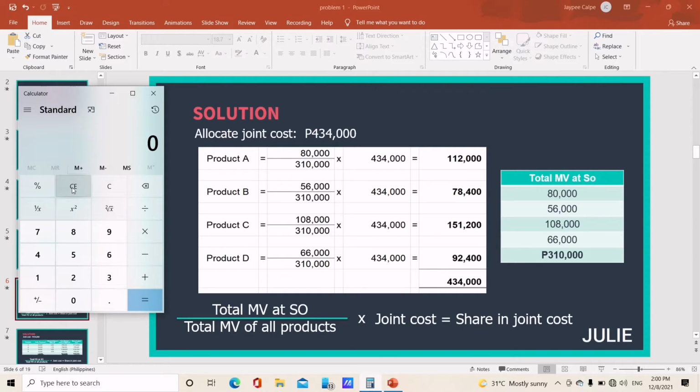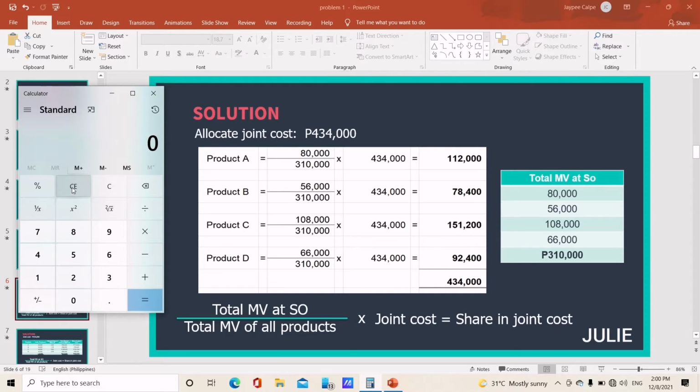So for product B, 56,000 divided by 310,000 multiplied to 434,000. We have 78,400 as share in joint cost. For product C, 108,000 divided by 310,000 multiplied to 434,000. We have 151,200 as share in joint cost.